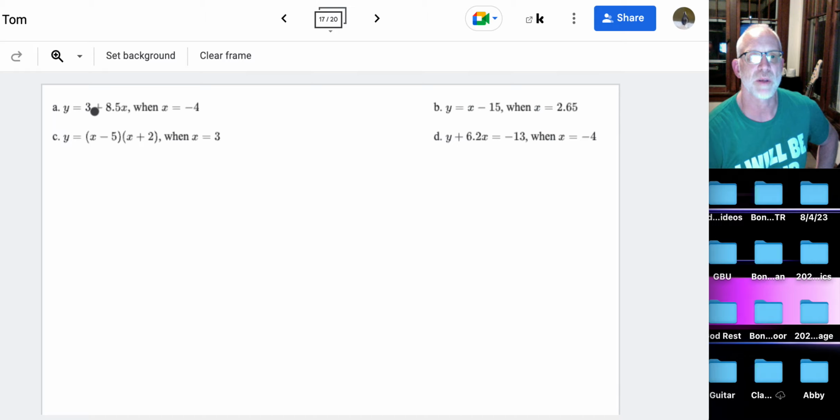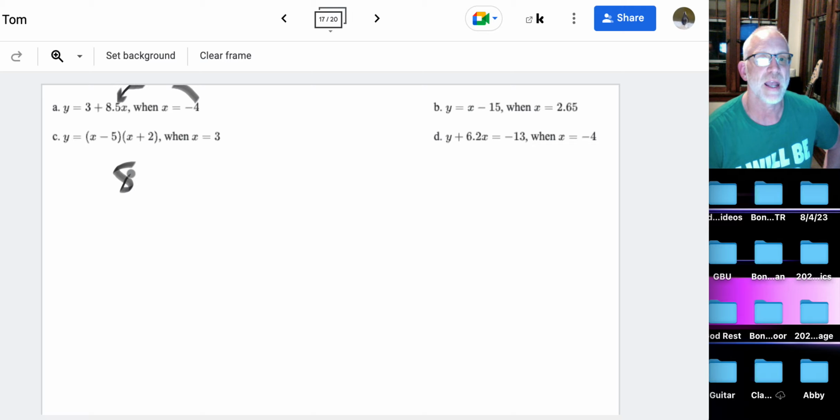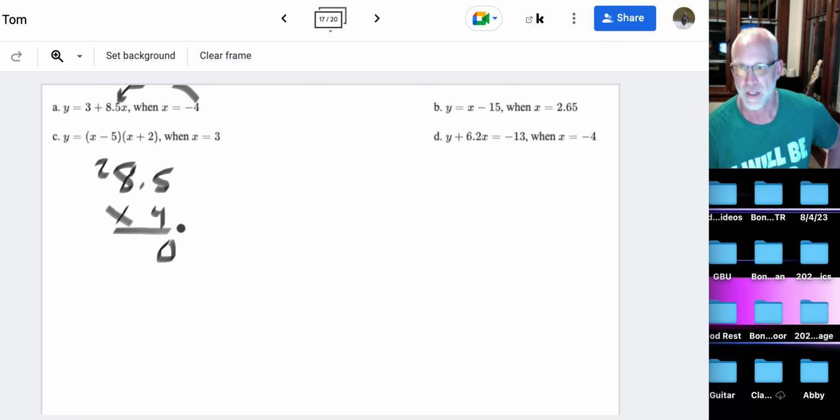If y is 3 plus 8.5 times x, what is y when x is negative 4? So we put negative 4 into there. So now we have 8.5 times negative 4. And we know that 5 times 4 is 20. Put down the 0, carry the 2. And 8 times 4 is 32 plus 2 is 34. Okay? Move the decimal 1. So we know it's 34. And since it was 8.5 times negative 4, it's a negative 34.